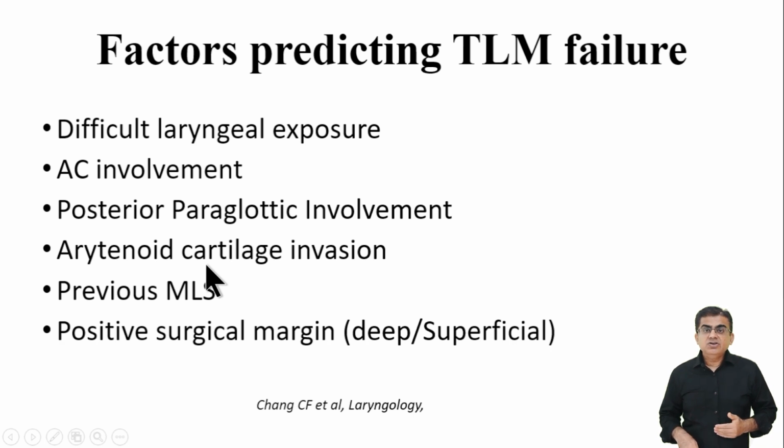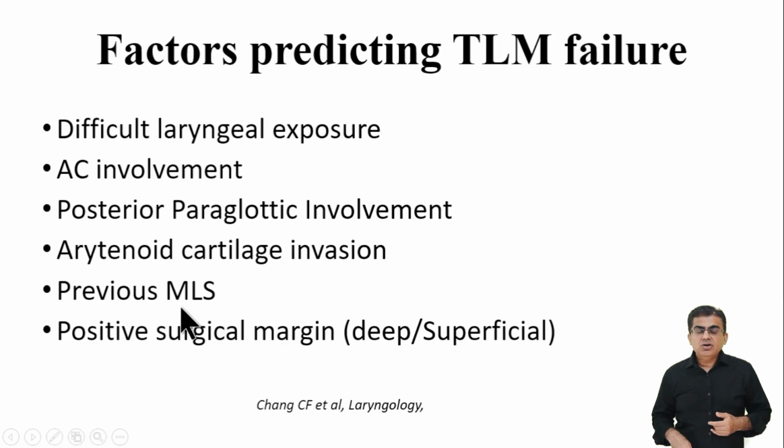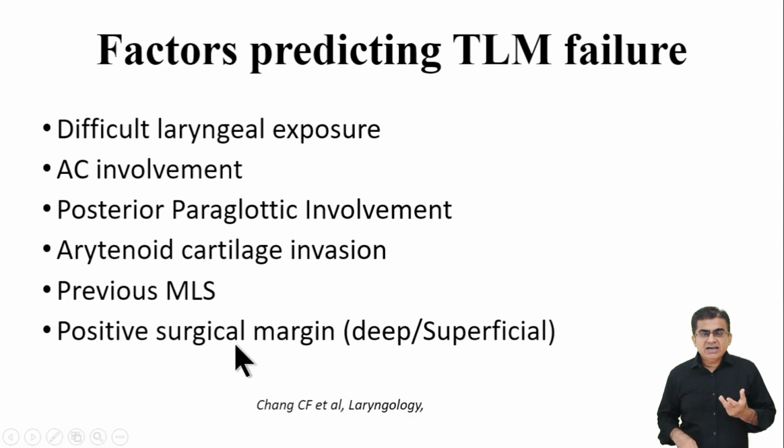The fifth factor is a history of previous microlaryngoscopy or prior vocal cord surgery. Previous surgeries create severe scarring, which completely destroys your normal tissue planes. Finally, the last factor is a positive surgical margin, whether it is deep or superficial. If your final pathology report shows cancer directly at the cut edge, your patient is obviously at a much higher risk of recurrence. You must carefully check for all these high risk factors in your clinic before you even take a patient to the operating room.